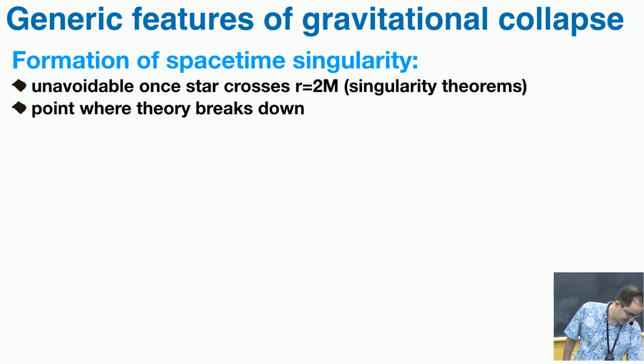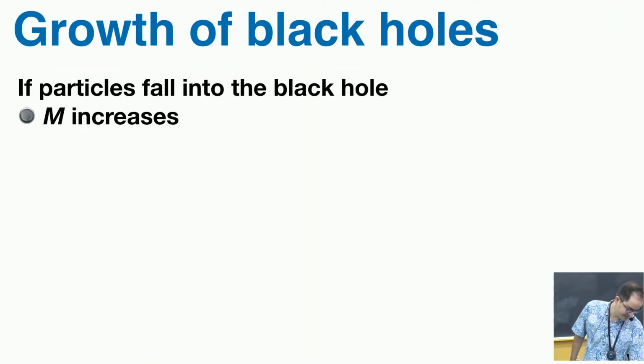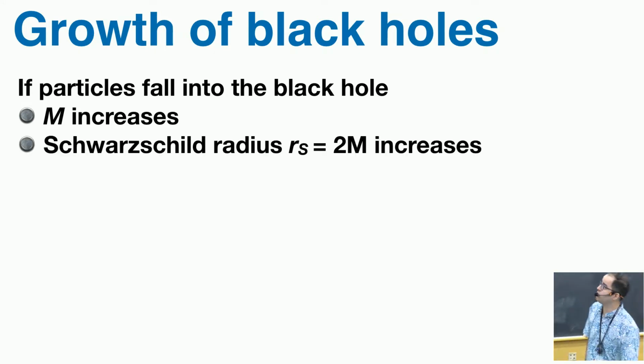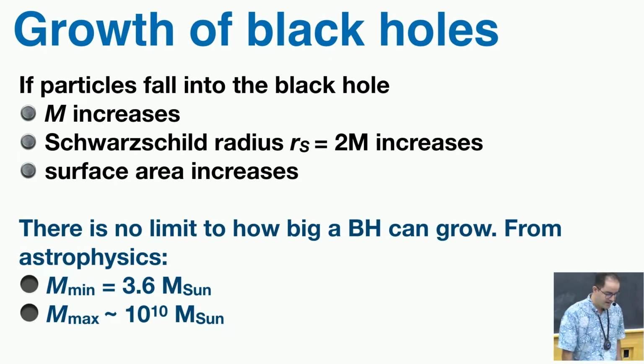Having this school in these 3 weeks, I think I can skip these generic features of gravitational collapse. So as I said, if you keep feeding a black hole with particles, the mass of the black hole gradually increases. Its radius will gradually increase because the mass is increasing, and the surface area will increase. So in principle, there is no limit to how big the mass of a black hole is. If the universe wants to keep feeding the black hole, it will be happy. It might give you some things in return, but it will happily grow as you keep feeding it.